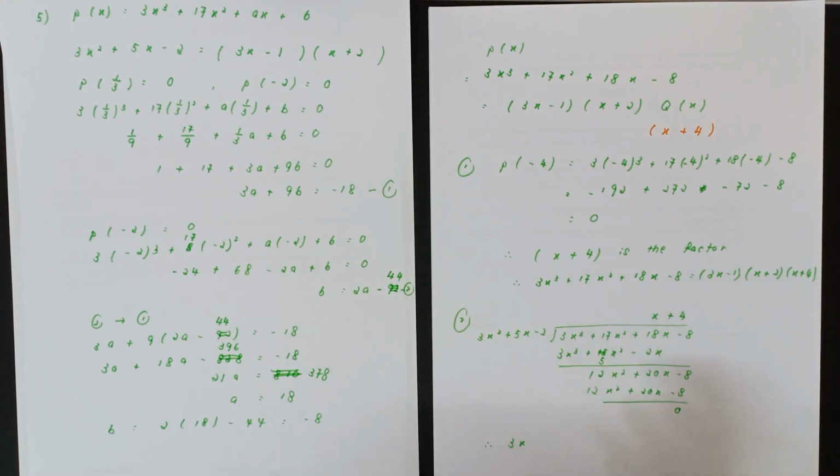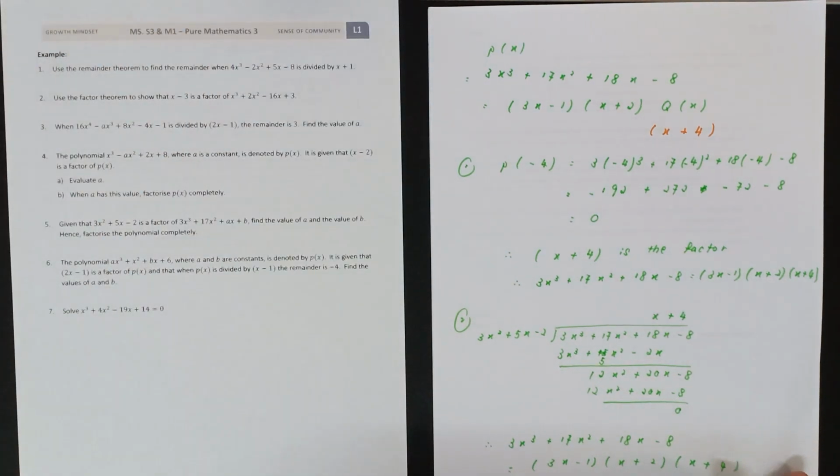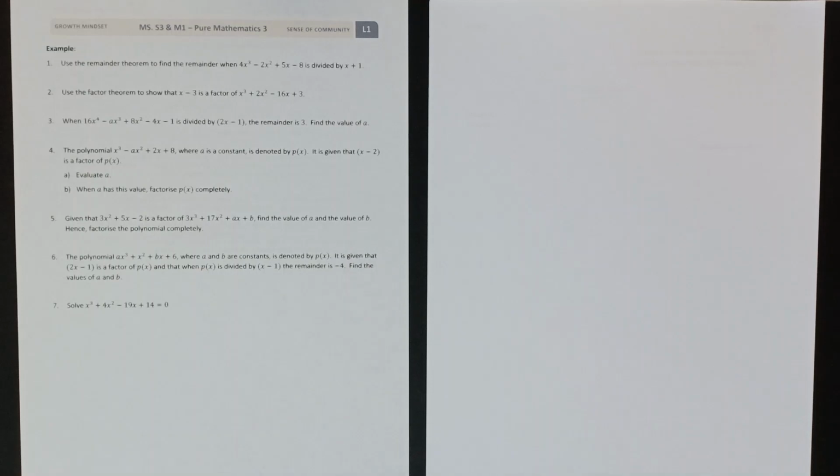But make sure that when you write your last answer, it must be in the completely factorized form. So don't write this, okay? Make sure that you write the factorized one, and the last one, x plus 4. Okay, alright, so that's for number 5. So let's move on to number 6. Alright, let's look at number 6.